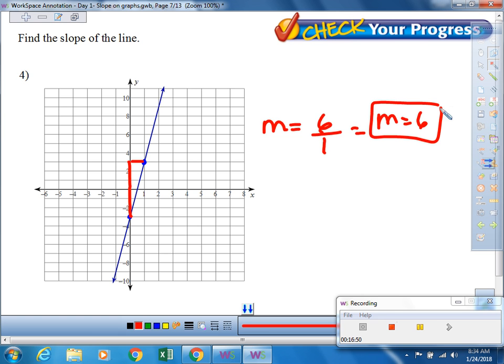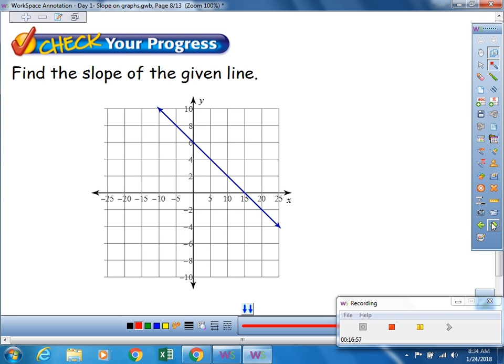Raise your hand if you got that right. Okay. The question was, do you have to put m? Yes, because you have to tell me it's the slope. M stands for slope. And we'll talk about y and m in a couple days. All right, so do this one.